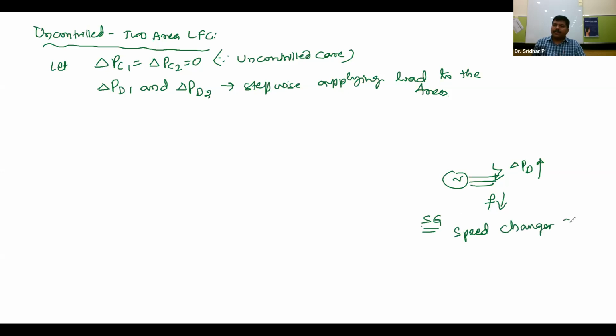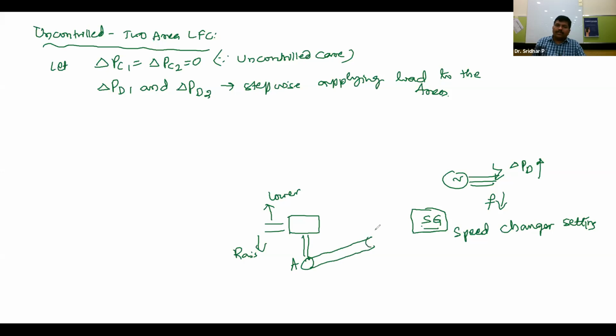Speed changer settings. We have discussed this speed changer setting as a part of your speed governor. The speed changer will be like this. This is for raising and this is for lowering the frequency, and this will be coupled to your point A in the linkage mechanism. From here to here, it will be connected like this. This is C and this is B. So this is nothing but your speed changer.